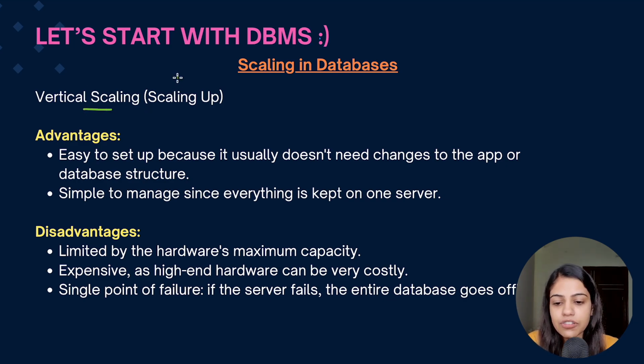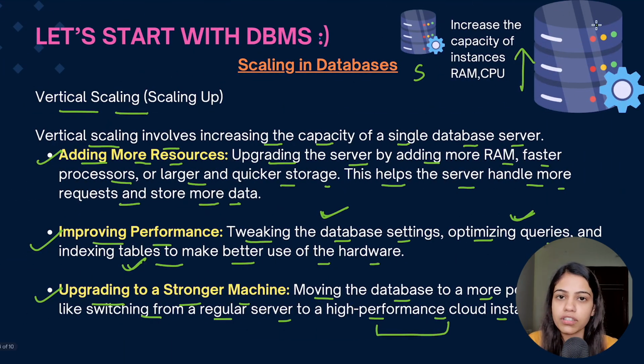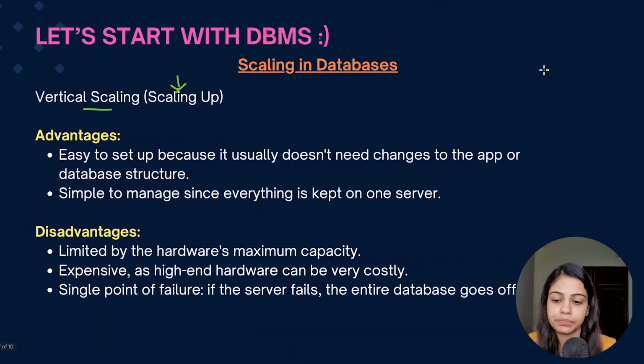Now, why is vertical scaling also called scaling up? Because here we increase the number of CPUs as well as RAM. So we scale up our system on the same server, in which we are increasing the number of CPUs as well as RAM.